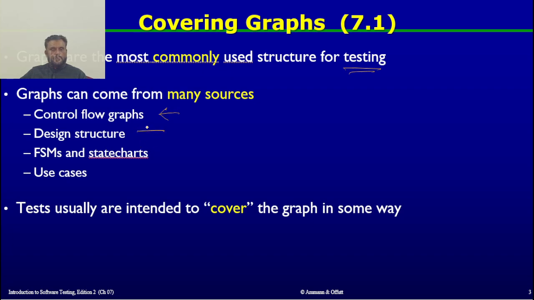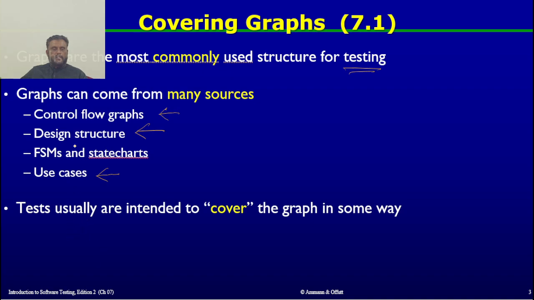Similarly, we can also extract graphs from design structures. Design structures also provide a good estimate of which structural elements are connected to other structural elements of a particular software in terms of its design. Another very good aspect of a graph are the finite state machines or state charts, which are also used in software modeling. These can provide the structural representation and show how the components in the structure are connected with one another in the form of a graph. And similarly, as I just told you about use cases on the previous slide, these can also serve to create a graph of a particular software.